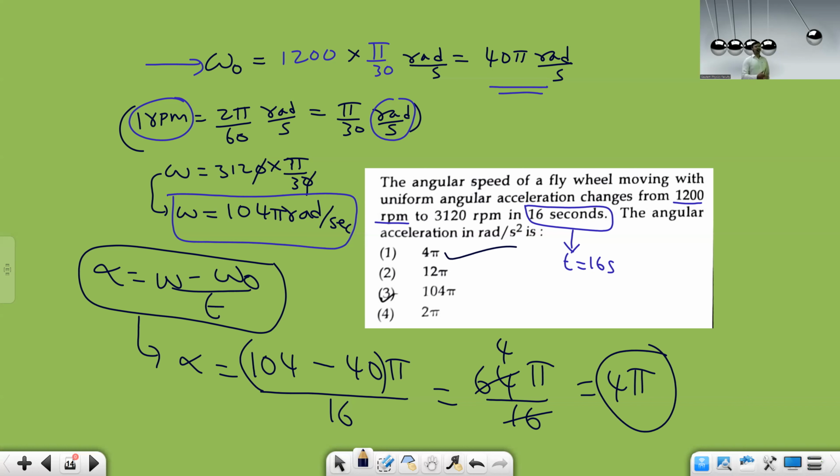I hope you guys are clear here. Very simple, straightforward NEET problem it is. 2022 NEET, alpha, angular acceleration, rate of change of angular velocity. Only one point you have to remember: they have mentioned RPM, revolution per minute. You have to convert into radian per second. That's all. Right substitution. I hope you guys got this one. We'll go for the next problem.